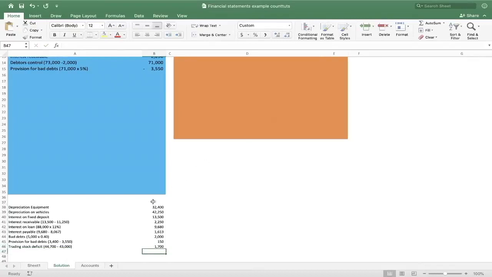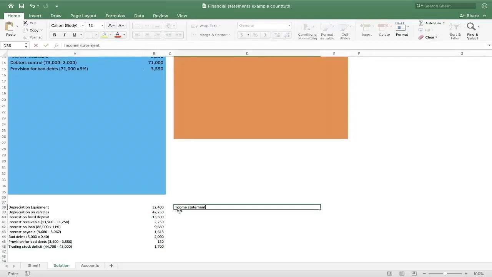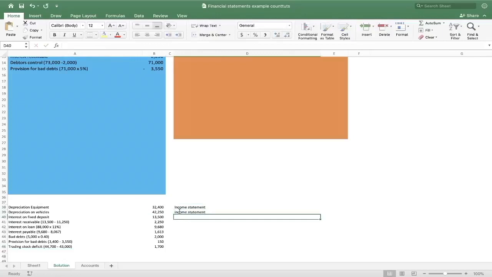Okay, so that will go into the operating expenses section of the income statement. Let me write down the items which will go into our income statement, which we still need to account for. The depreciation, we know it goes into the income statement. The depreciation for vehicles as well, income statement, and the interest on fixed deposit, income statement.